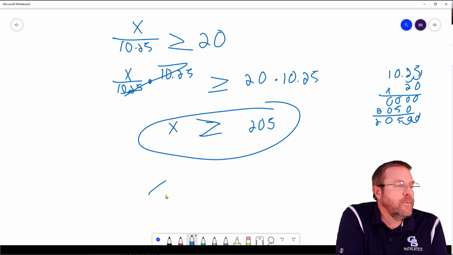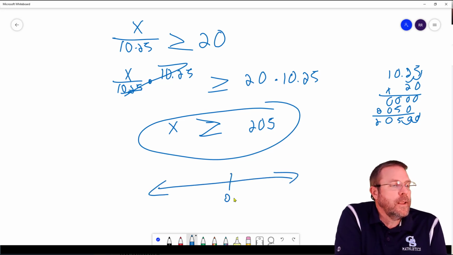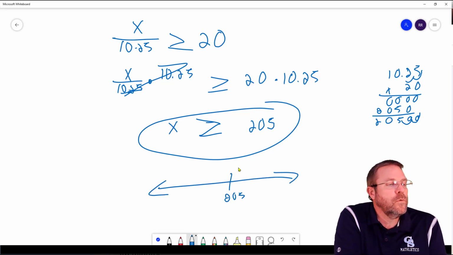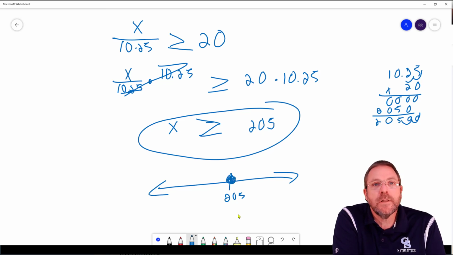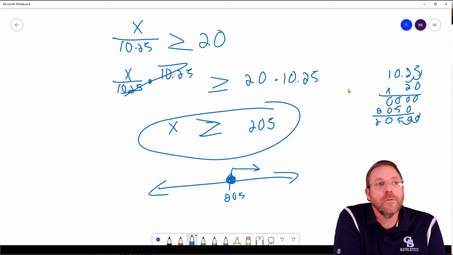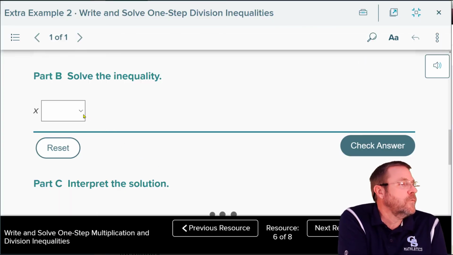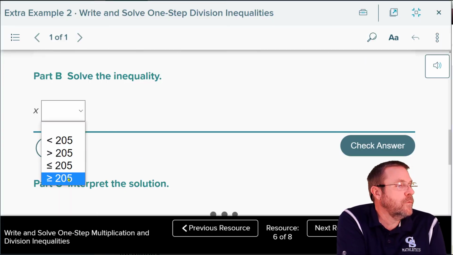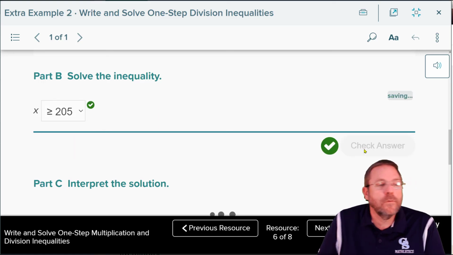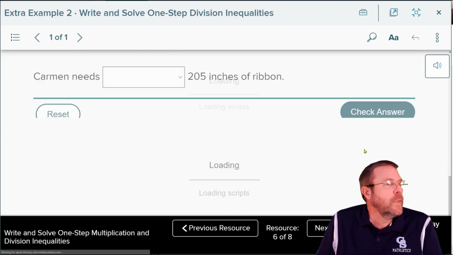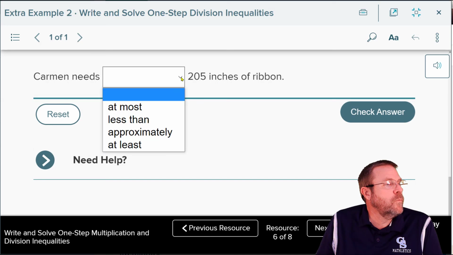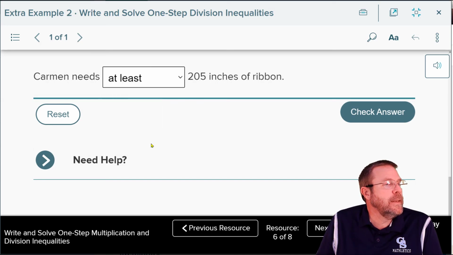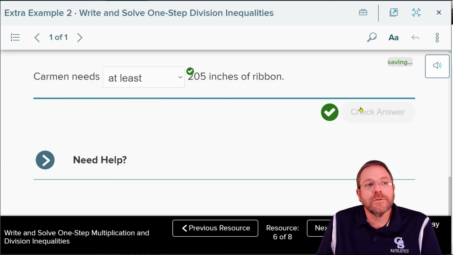If I was to graph it on the number line at 205, it's "or equal to" again, so we're going to have a solid circle. x is bigger than it, so the arrow is going to go to the right. Now coming back over here, I need x is greater than or equal to 205. Check the answer. Last part, Carmen needs what? She needs at least 205 inches of ribbon.